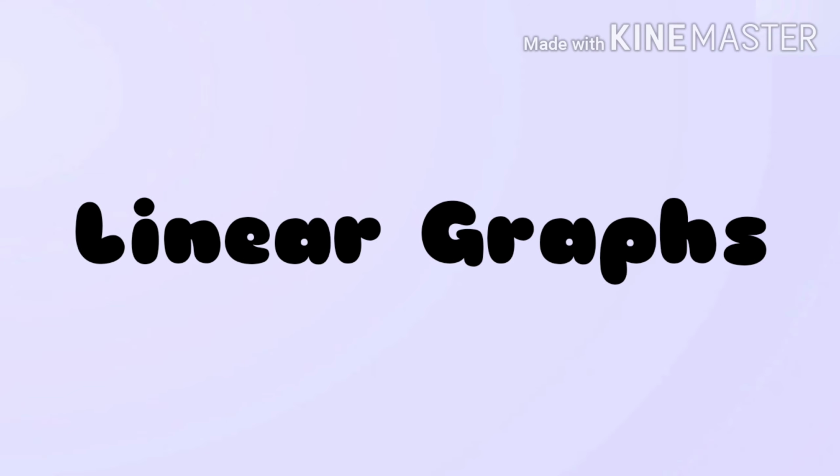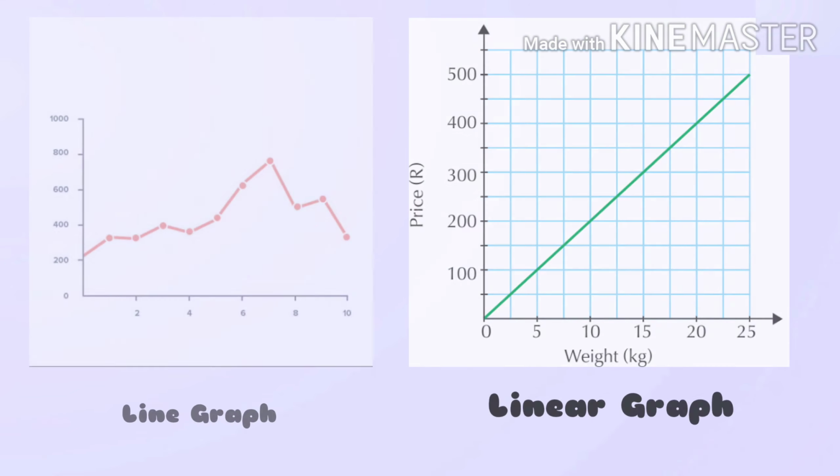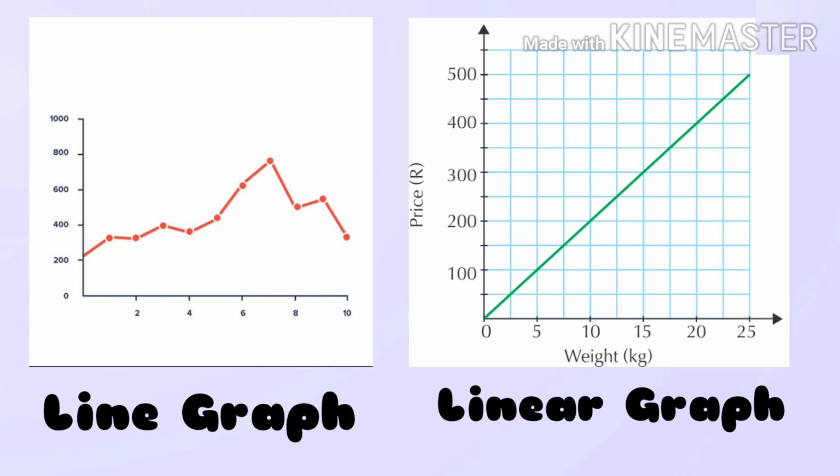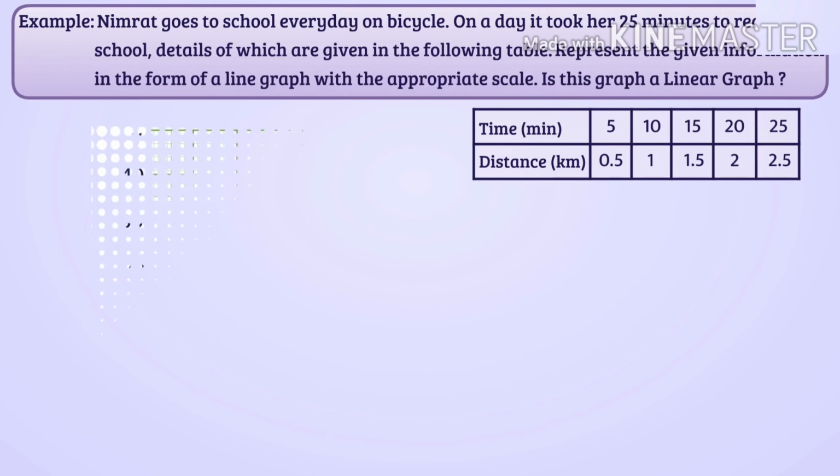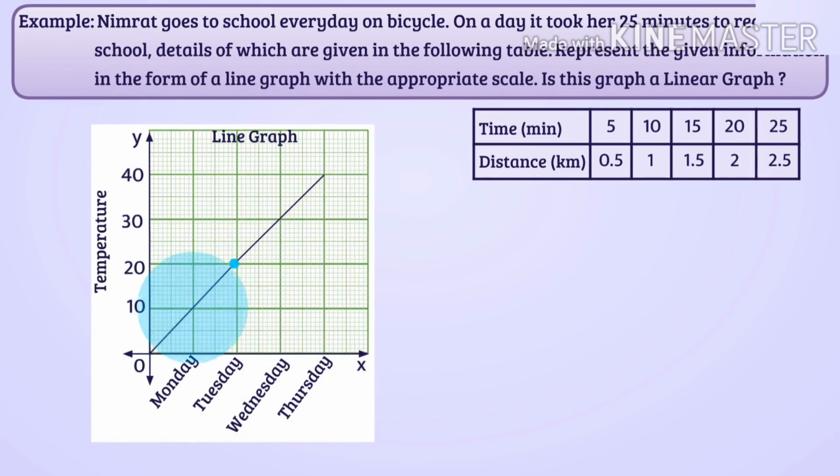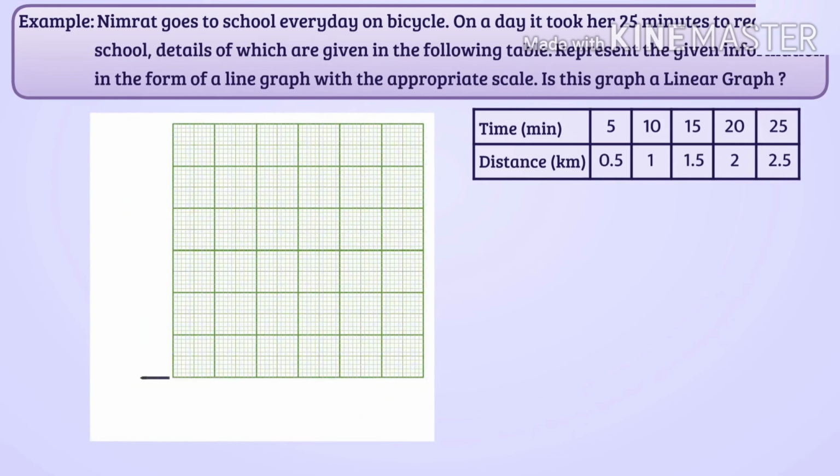Now let's see what a linear graph is. In simple terms, when we join all the points by a line and we find the line is a straight line, then the graph is called a linear graph. The method is the same to plot all the points in the graph, but after joining the points, if we find the line is straight, it should be called a linear graph, not a line graph. As in this graph, this is a straight line, so this graph should be called a linear graph, not a line graph.